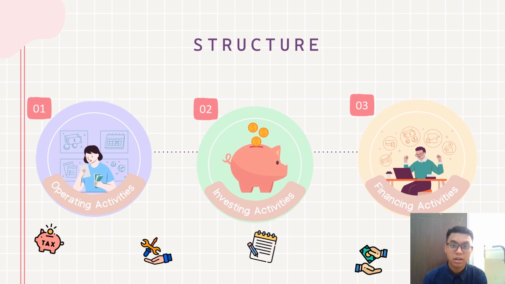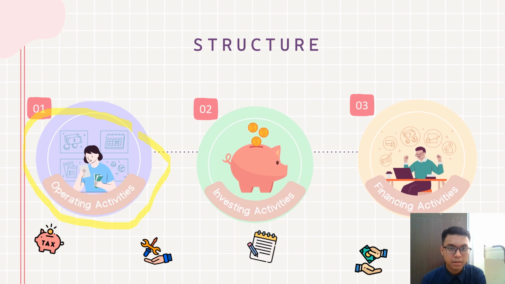What is the structure of the cash flow statement? First, let me explain cash from operating activities. The operating activities on the cash flow statement include any source and use of cash from business activities. In other words, it reflects how much cash is generated from a company's products or services.